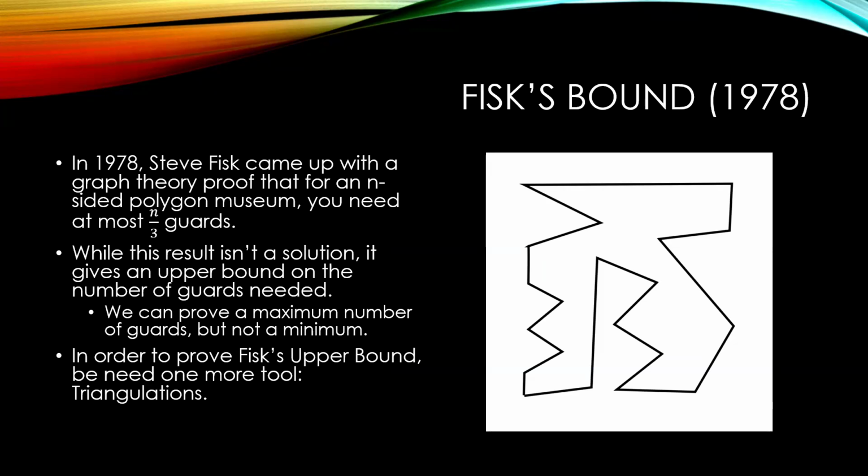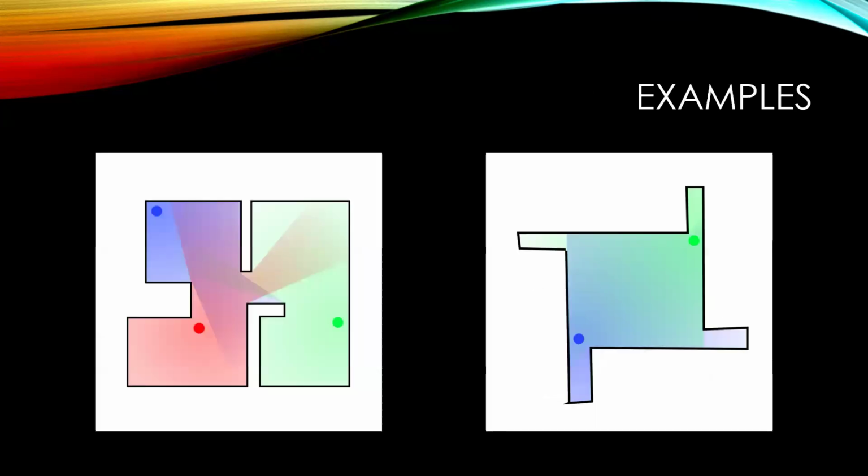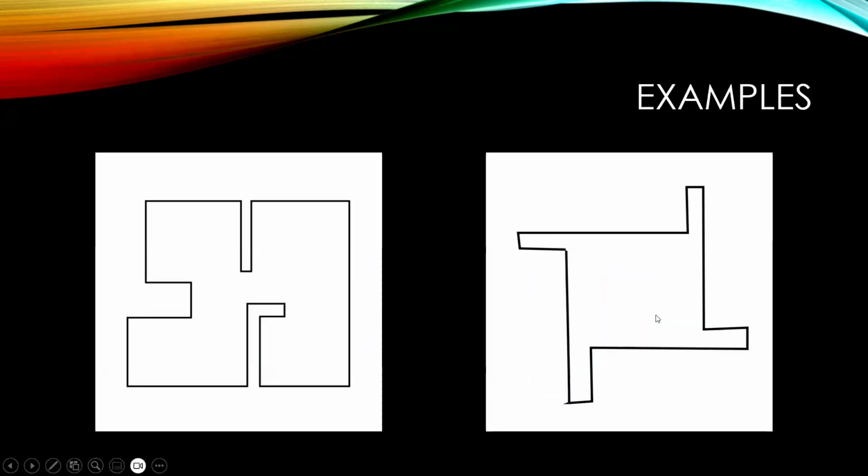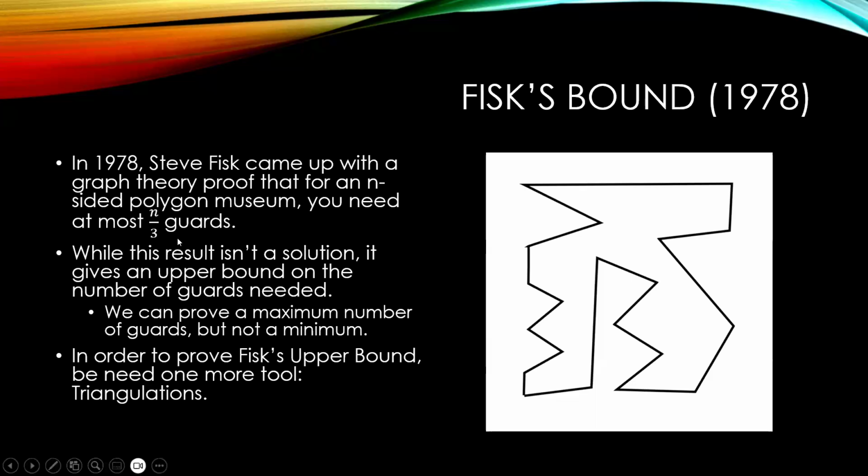In 1978, Stephen Fisk came up with a graph theory proof that for an n-sided polygon museum, so a museum with n walls, you would need at most n over 3 guards. While this result isn't a solution, it gives an upper bound on the number of guards needed. If we go up a few, we saw this one has a ton of walls, but it only needed 1 guard. And so this is really an upper bound. We know that the maximum we would ever need is n divided by 3.